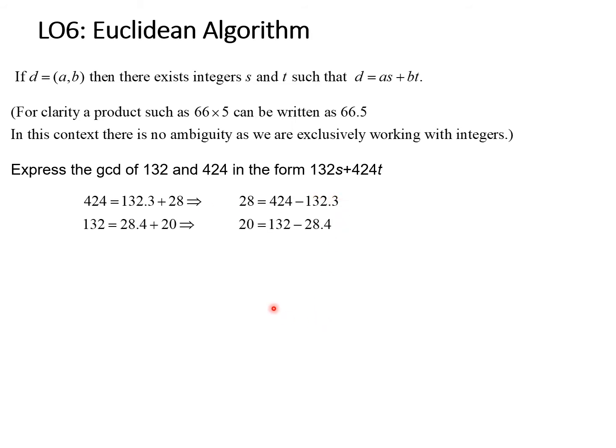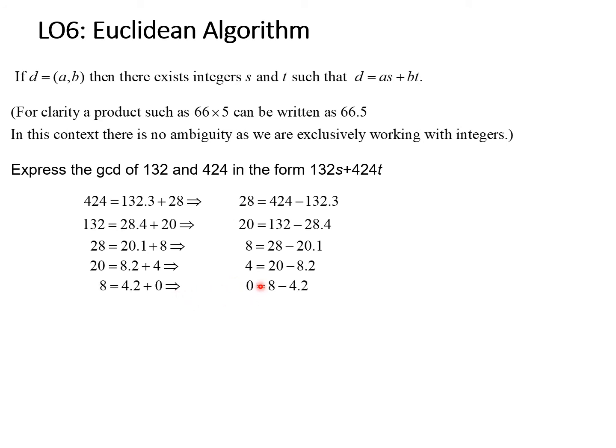Okay, and the same goes for the next line, right? We're going to make the remainder the subject. Same goes for the coming line, 8 becomes the subject. And same goes for the second last line, and also the last line: 0 equals 8 minus 4 multiplied by 2. So once you get that, now you have to work out and identify the s and the t.